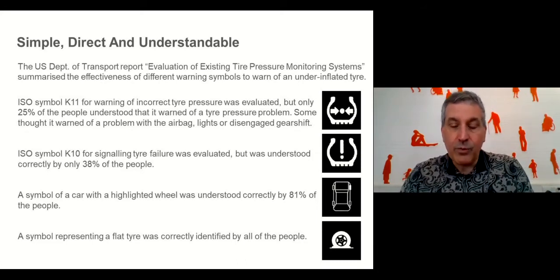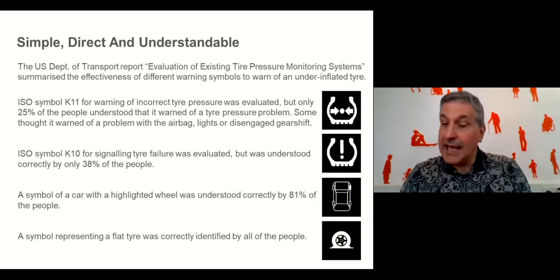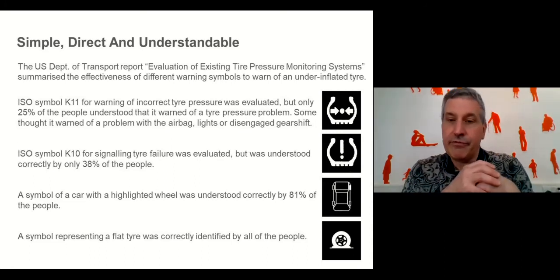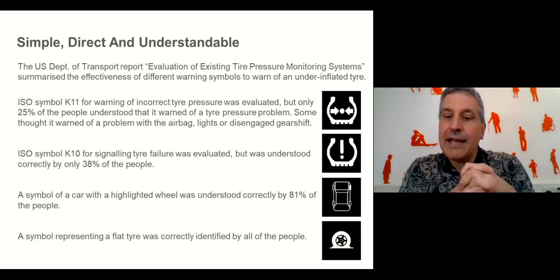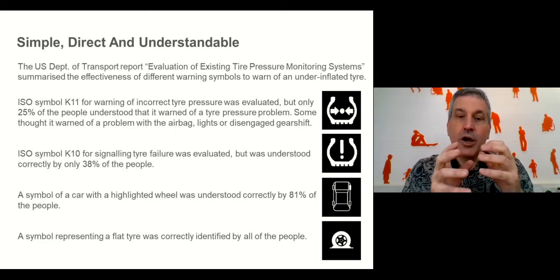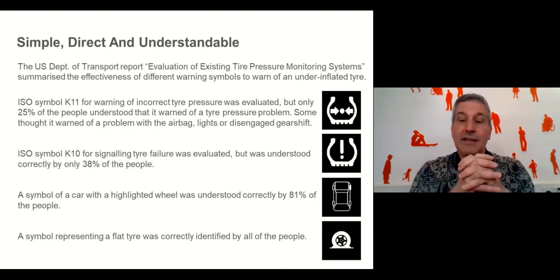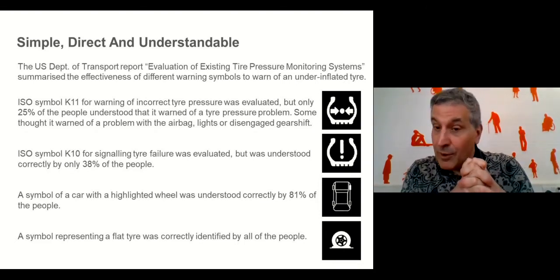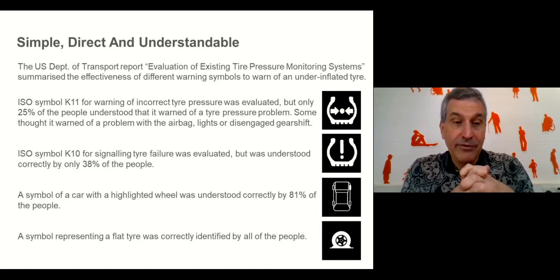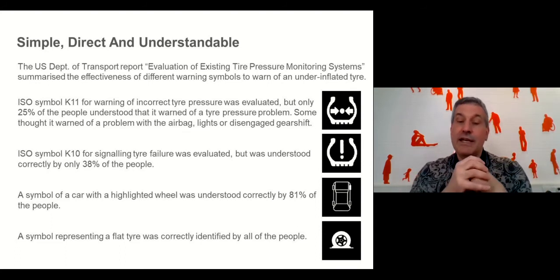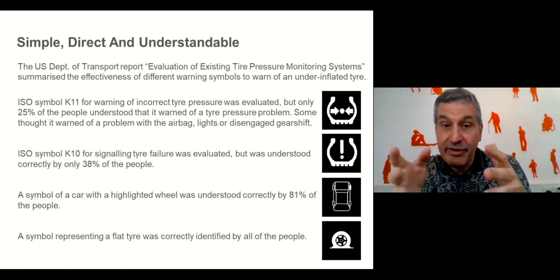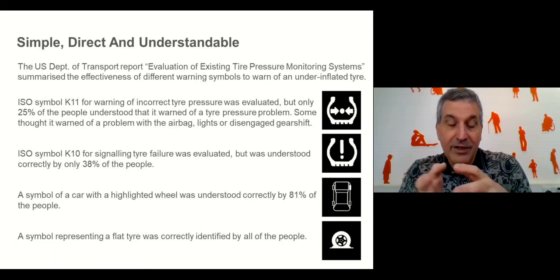And amongst the symbols there were the existing ones, the International Standards Organization ISO K11, and there was the ISO K10, which had been developed for other purposes related to defective tires or tire pressure problems occurring for different reasons, not in relation to the inflation system, but they look a lot like what we're trying to tell people about. So they said maybe we can use the existing K11 or the K10. They also added to this questionnaire a battery of new symbols which they developed for the occasion.